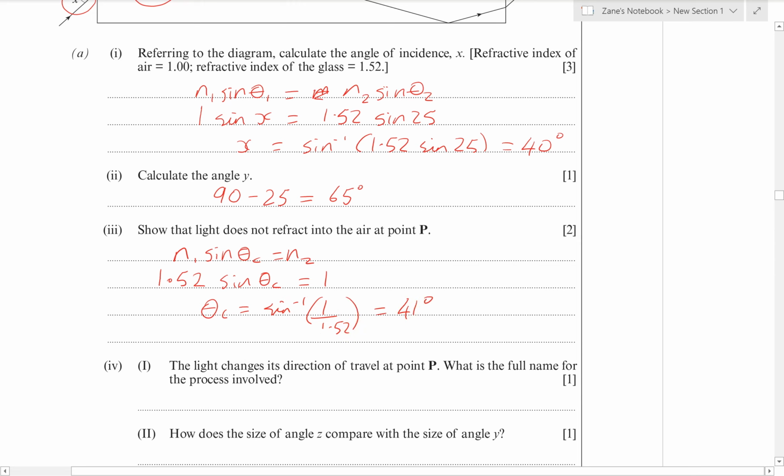And the point here is that 65 degrees is greater than that 41 degrees, the critical angle, so total internal reflection is going to take place. And indeed that's the answer to the next part of the question. What's the full name for the process involved with a change of direction of light at point P? Simply total internal reflection.